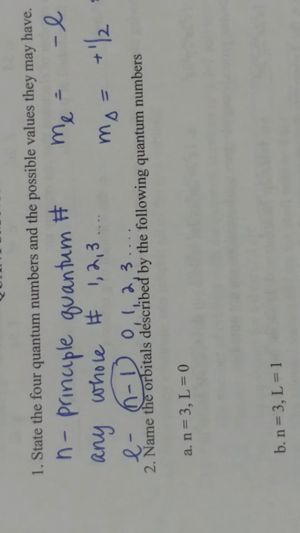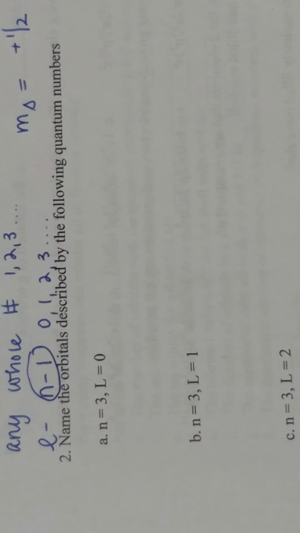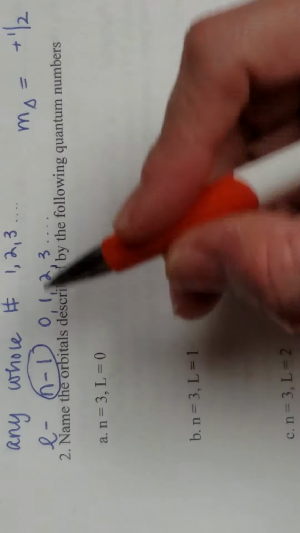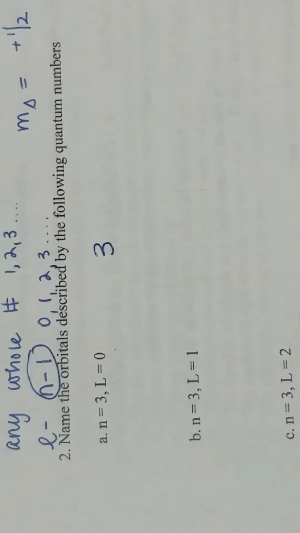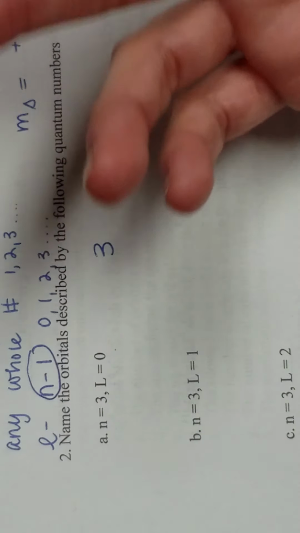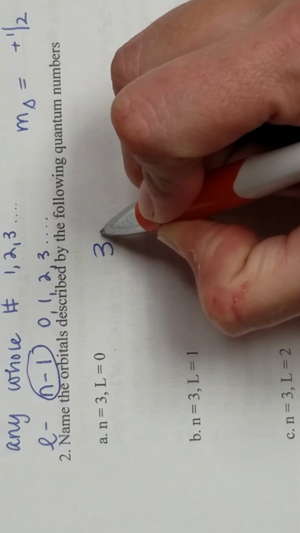So now if we look at the second question here, we're given some quantum numbers and we want to identify those orbitals, okay? So we have n equals 3 and L equals 0. So because we have n equals 3, then we know that the orbital is going to be in the third level. L equals 0 always refers to an s orbital. It doesn't matter what the n value is. If we have an L value of 0, then that equals s.